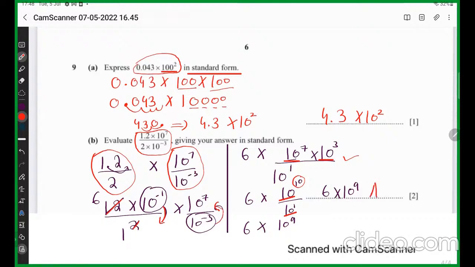So this is going to be the final answer, and this is in the standard form. We can't see decimal. It means decimal is over here, and if the decimal is after the first digit, the number is certainly in the standard form. Okay, so this is going to be the answer.